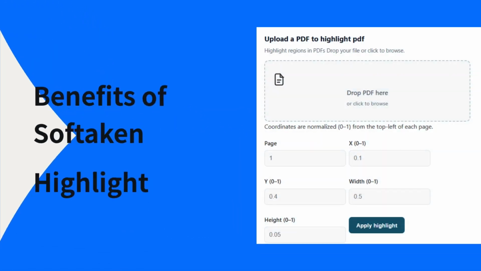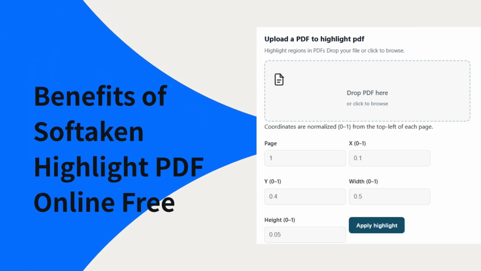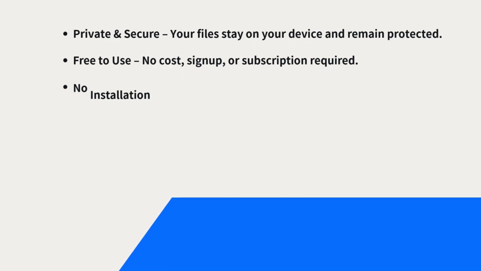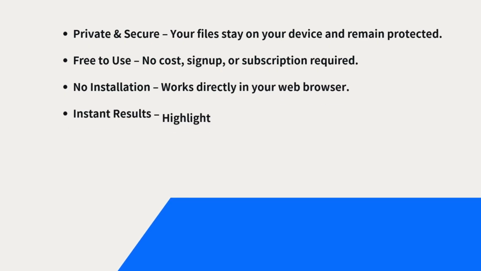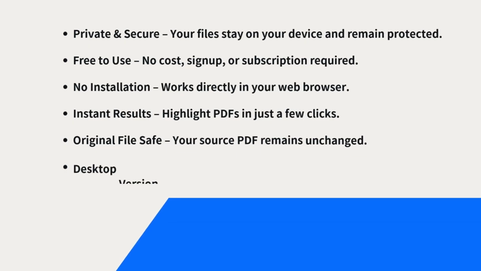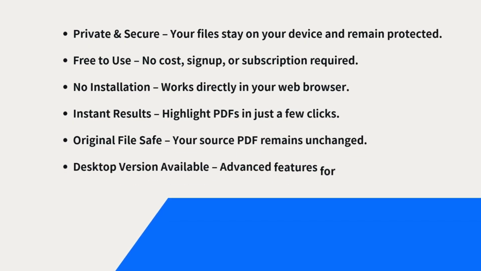Benefits of Softaken Highlight PDF Online free: private and secure. Your files stay on your device and remain protected. Free to use. No cost, sign-up, or subscription required. No installation. Works directly in your web browser. Instant results. Highlight PDFs in just a few clicks. Original files safe. Your source PDF remains unchanged. Desktop version available. Advanced features for professional users.